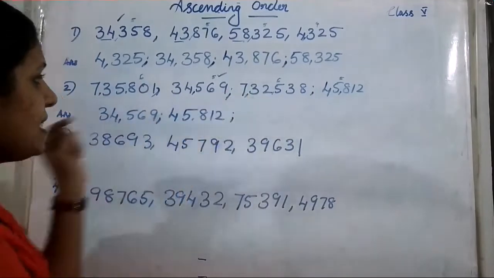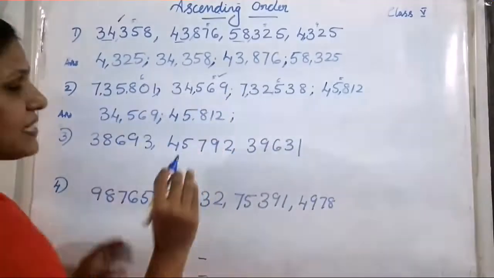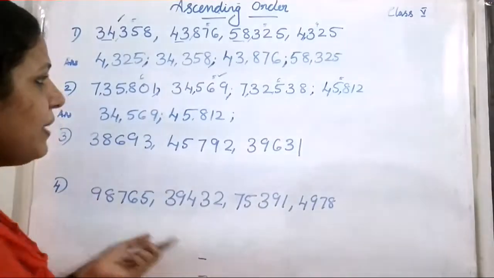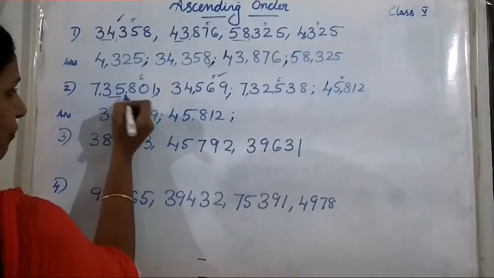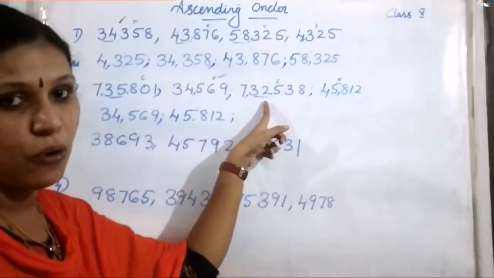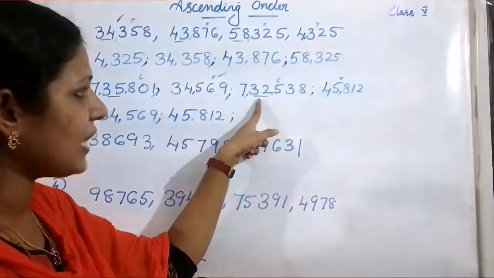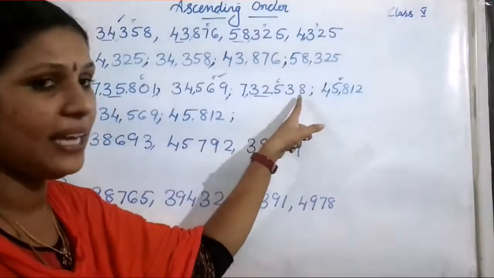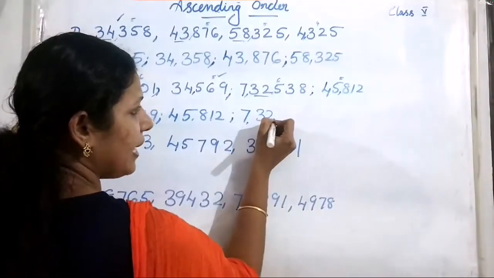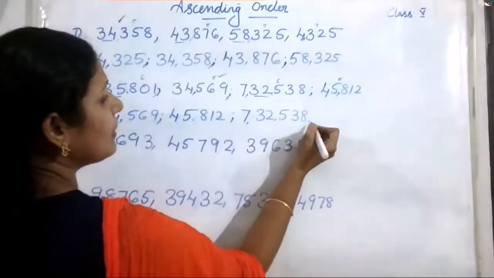Here the number is 6 digits. So highest value is 7 lakh. But each number has 7 lakh at the start. So we take the 1,000 period. Here the 1,000 period number is 35. Here it is 32. Comparing this, 32 is the smaller one. So we write 7,32,538. 7,32,538 will be the third place.